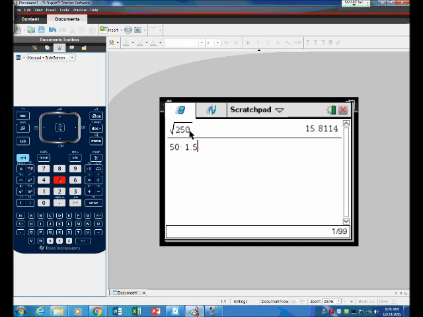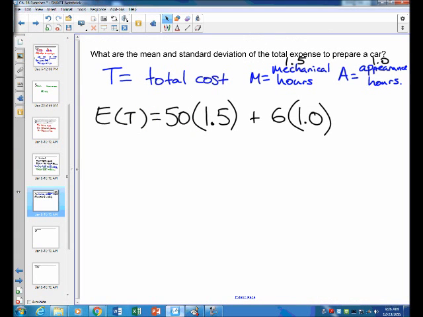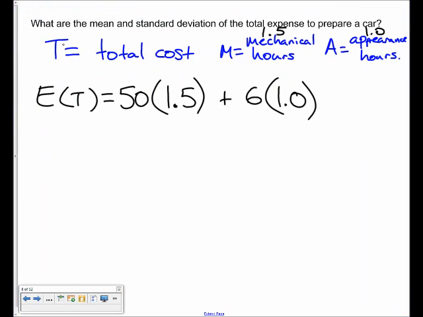Plus 6 times 1. So it gives us $81. All right, so that is our expected expense for getting one of these cars ready to sell it. So the process of mechanically getting it ready and then making it look nice. So $81 is what we expect for the total expense for a car.